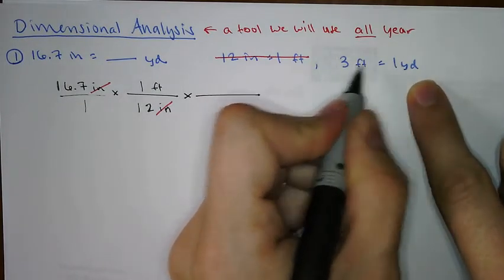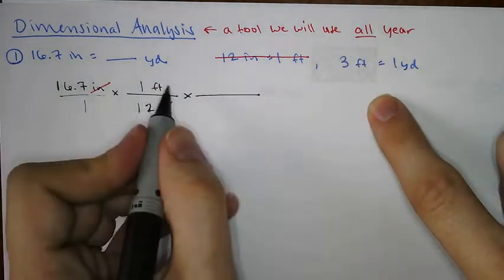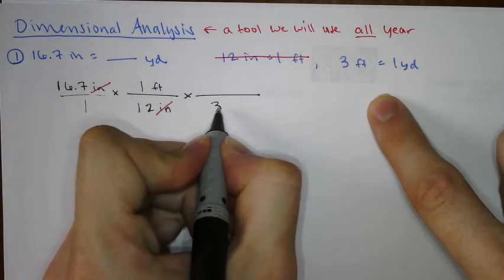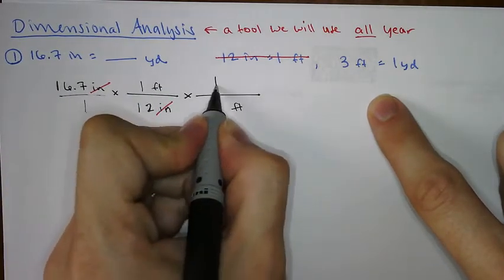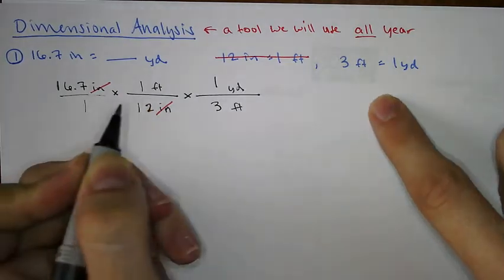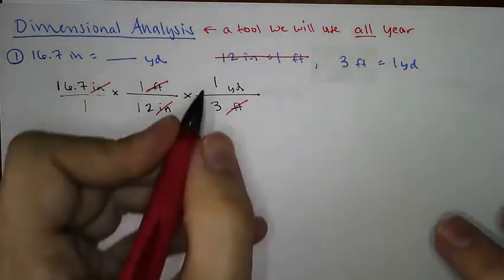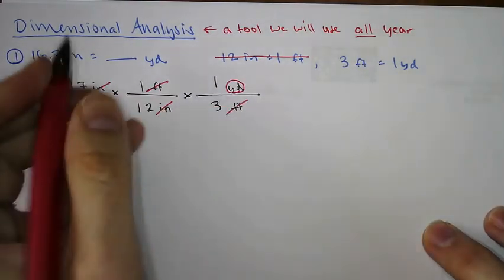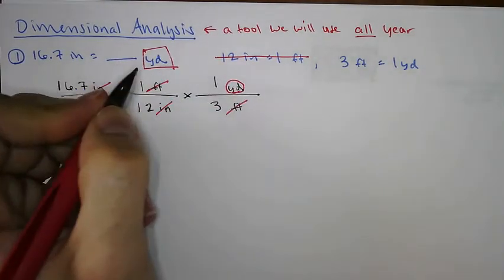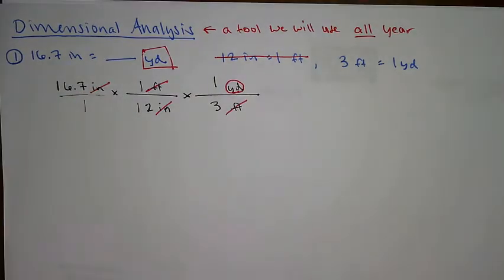I know it's not rocket science. I know you know that, but again, we're practicing the technique. I'm going to put 3 feet on the bottom and 1 yard in the numerator. Okay, feet will cancel. I am left with yards, which is excellent news. That's what I was looking for. So I know that I've at least set it up right. I still need to plug it into my calculator, but I know that I have set up myself for success.